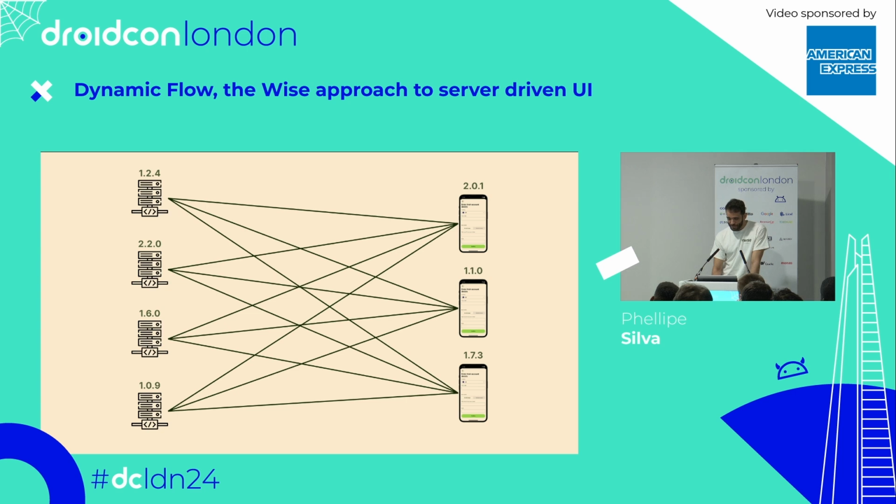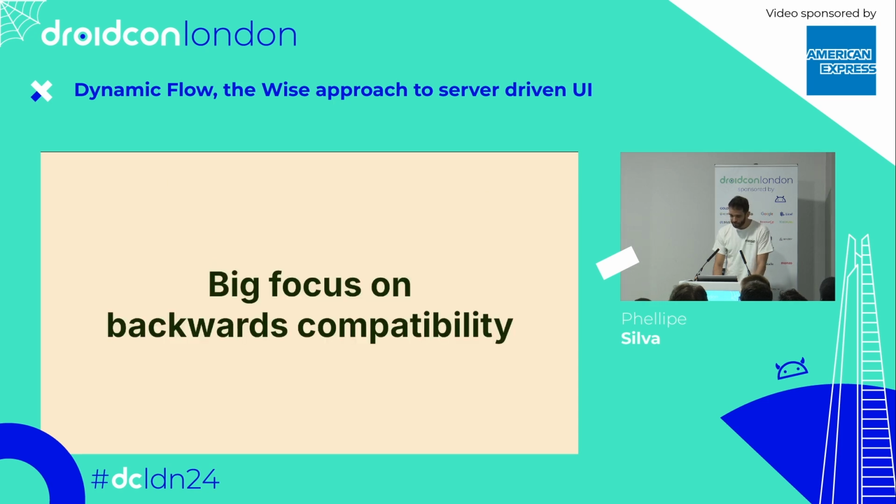In real life, this is what is going to happen with your SDUI system. You would have backends using different versions of your SDUI libraries, serving clients using different versions of the library as well. Especially because customers don't usually update their apps that frequently. There are still people using very, very old versions of the app. So to organize this mess, we try to have a big focus on backwards compatibility.